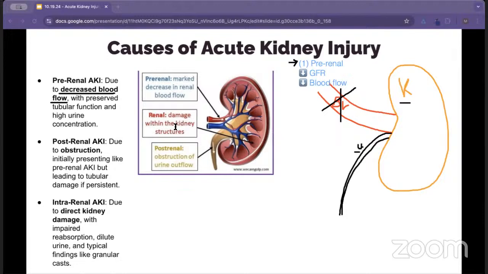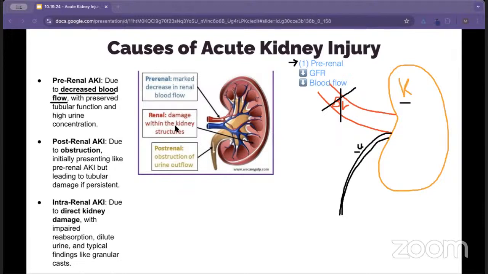So the FeNA would also be less than 1%. A few clinical clues, if you are reading a question, seeing a patient, or reading a case study, you would see oliguria, or decreased urine output. And it's often reversible with fluid resuscitation to restore blood flow to the kidneys. Of course, like I said before, the key lab findings would be increased BUN and creatinine, also a high BUN ratio greater than 20 to 1, an FeNA less than 1%, and a urine osmolality greater than 500.